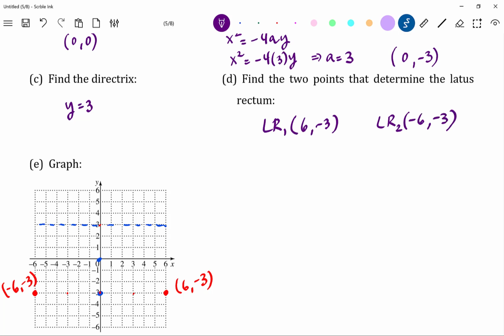Now I'm ready to graph the parabola. The parabola is going to go from the vertex both directions smoothly.